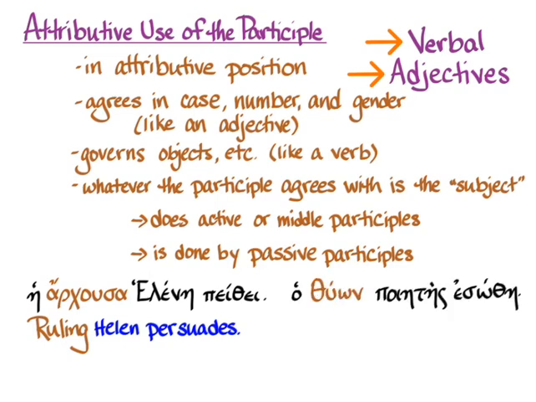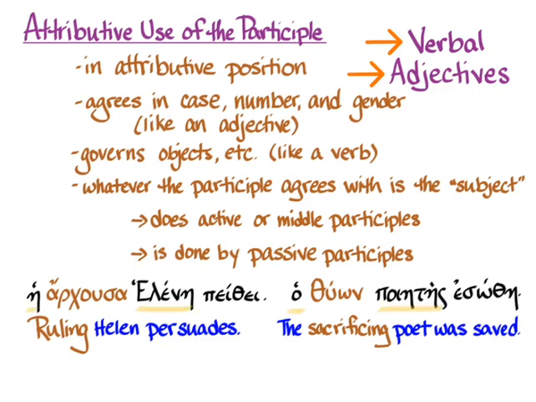Ho thuon poietes esothe. Here we have another active participle. It agrees with poietes. So we can think of the poet doing the sacrificing, and we could translate: the sacrificing poet was saved.